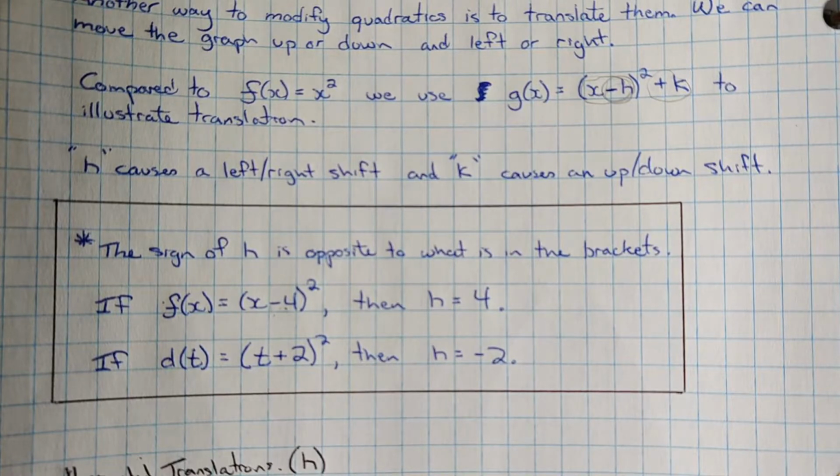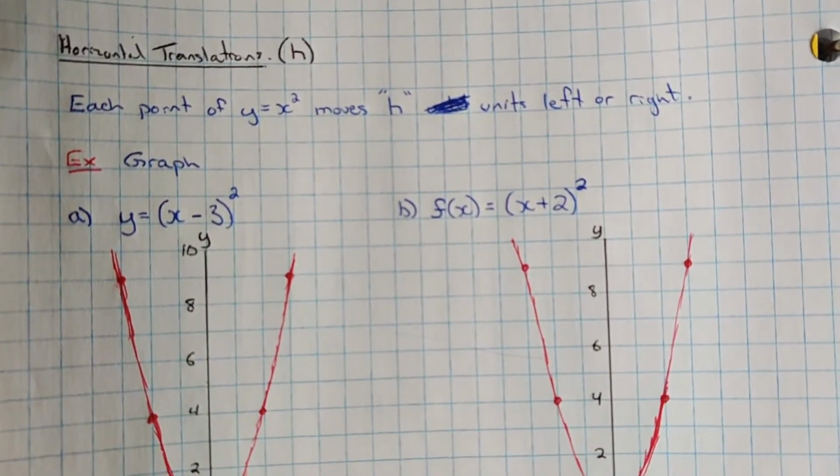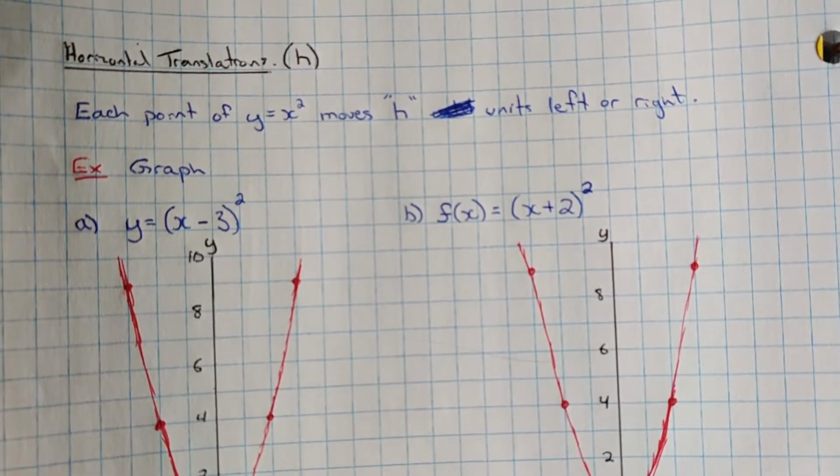So let's take a look at how this works. We're going to start with the h, and h causes horizontal translations, and it's nice that h is for horizontal, going left, right. Unfortunately, k, I don't know why k goes up, down instead of v or something. But the h is going to cause left, right motion.